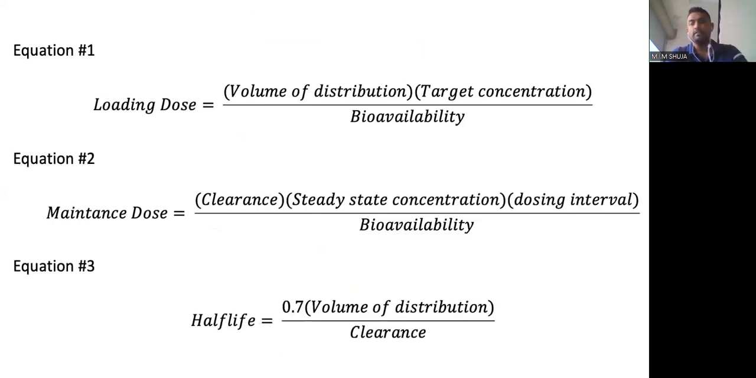These are the few equations I will give you. If you know this and are able to work out, imagine in this equation, loading dose is volume of distribution times target concentration by bioavailability. So if a drug has an increased volume of distribution, you have to give more loading dose. Like that, you have to work it out using this equation.